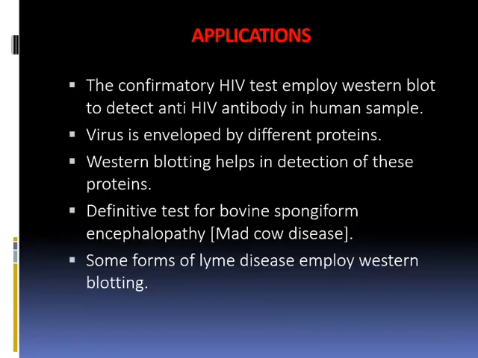Applications: the confirmatory HIV test employs Western blot to detect anti-HIV antibody in a human sample. Viruses are enveloped by different proteins, and Western blotting helps to detect these proteins. Bovine spongiform encephalopathy, mad cow disease, is also identified by this. And some forms of Lyme disease are tested with Western blotting.